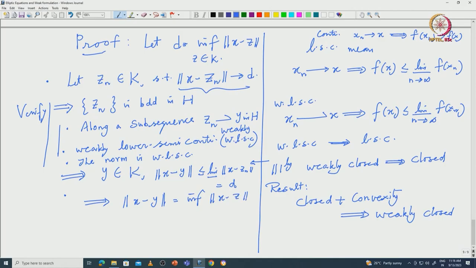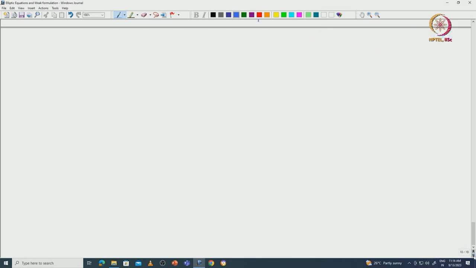Please, it is better that you go through the proof. Since now infimum is achieved, this is same as minimum over z in k of norm of x minus z. Okay. So, you have this one. So, this proves the existence. Now, what about the uniqueness? Okay. Uniqueness.